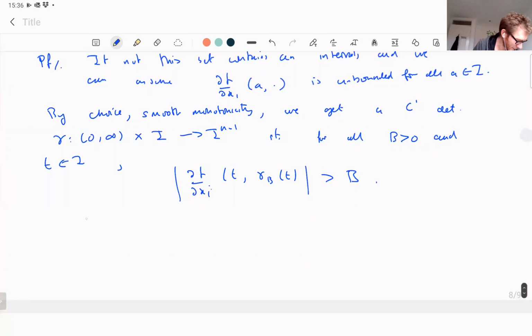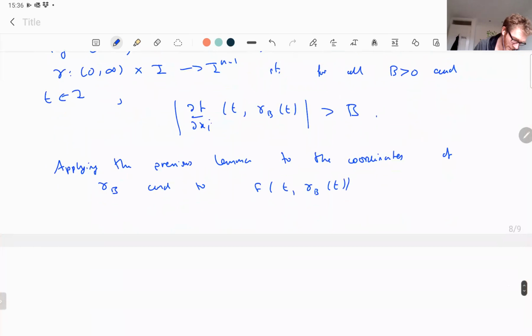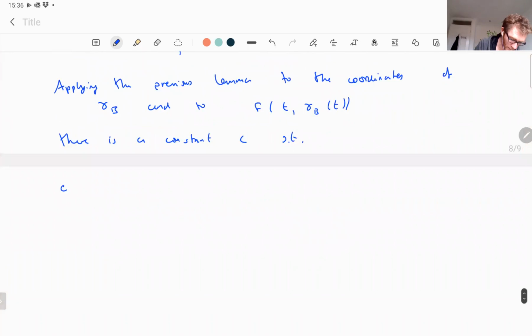So applying the previous lemma to the coordinates of gamma_b, and so that's one family, and to a family f(t, gamma_b(t)), there is a constant c such that outside a set of measure at most c divided by b, we have the derivatives of these are all bounded by b over 3, and then I needed something extra for this one.